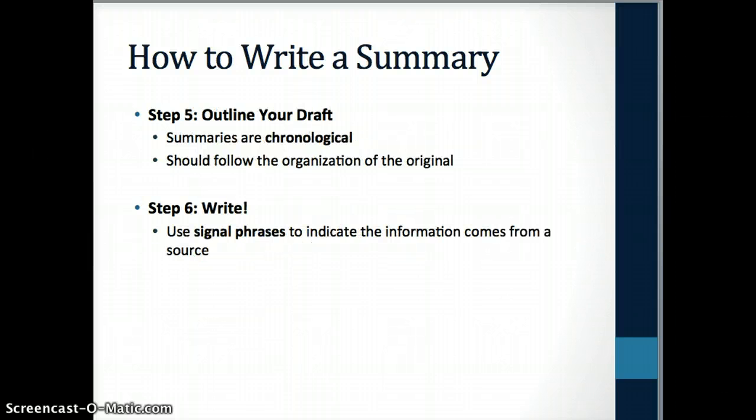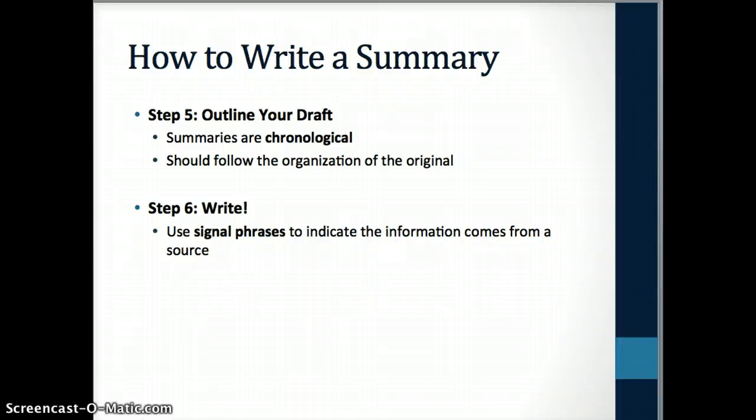Next, start outlining. Summaries are chronological. They are descriptions of texts. Basically, what you're doing is you're telling your reader, first, the author does this. Then the author does that. Finally, the author shows us this. So your outline and your organization should follow the organization of the original source or the original text.